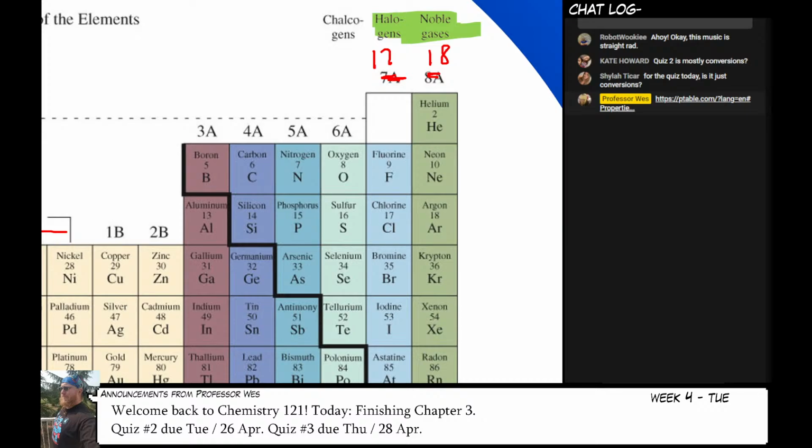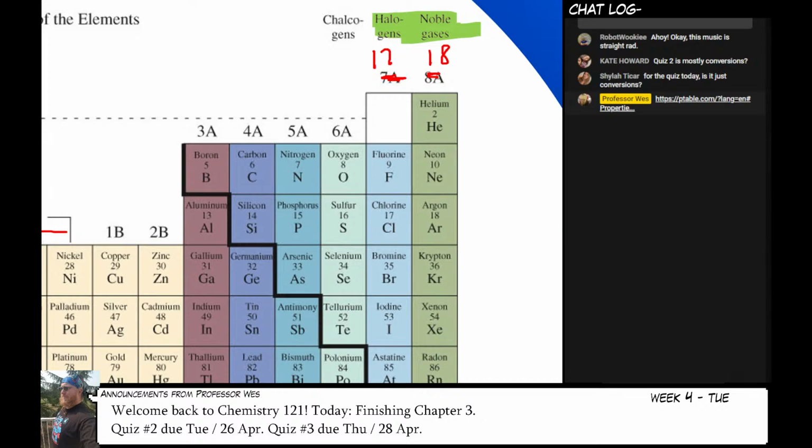So that group, halogens, group 17, and then the noble gases, group 18, are worth memorizing the names of. The noble gases are very special. We'll talk about those in chapter 4 a lot. Noble gases don't react. They are too hoity-toity for the riff-raff of the rest of the periodic table. What that means is that if you put neon in a container with any other element, it does nothing.